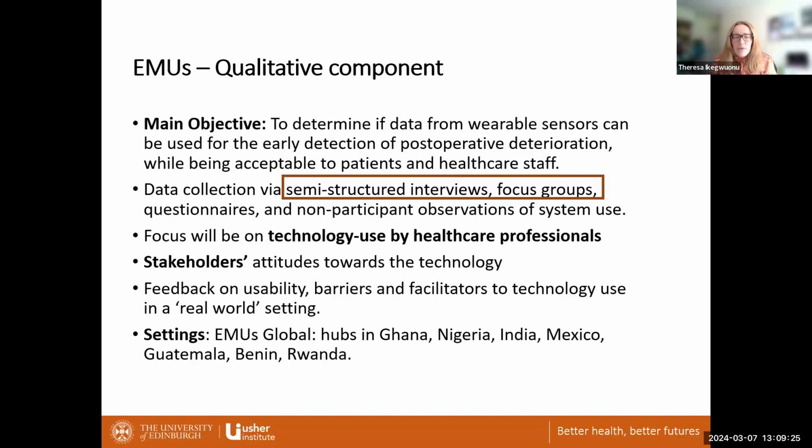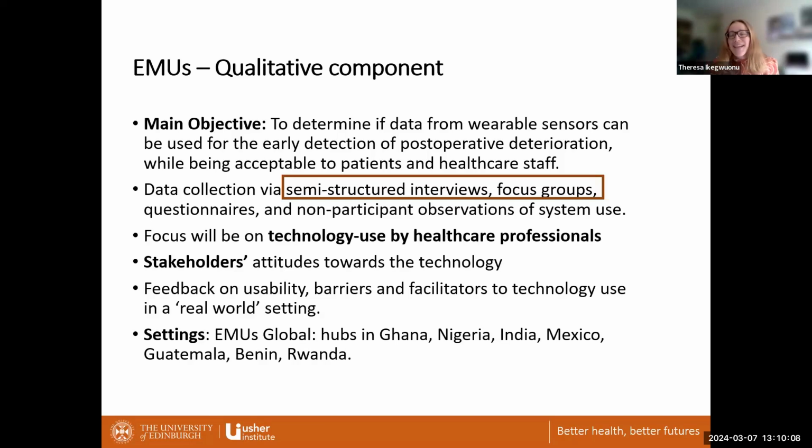The focus of the qualitative work is on the technology used by healthcare professionals, and we are interested in stakeholders' attitudes towards the technology. You will see in a moment that with EMUs, there will also be some patients involved. So we want to know what their thoughts are about using this technology, to identify what could be barriers to using this in the future. So we are looking for feedback on the usability and, like I said, barriers and facilitators to technology use in a real-world setting.